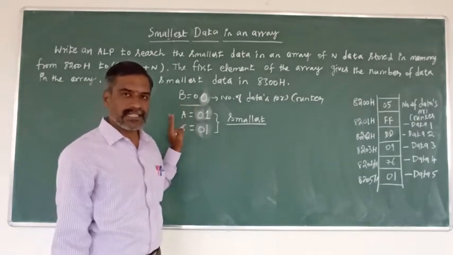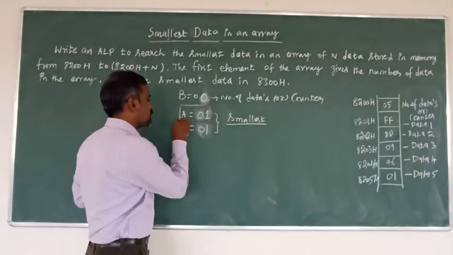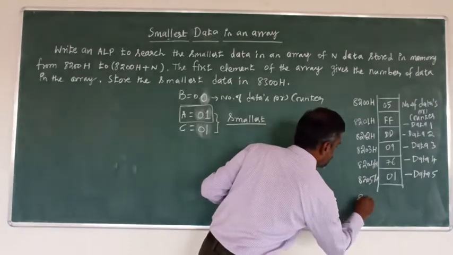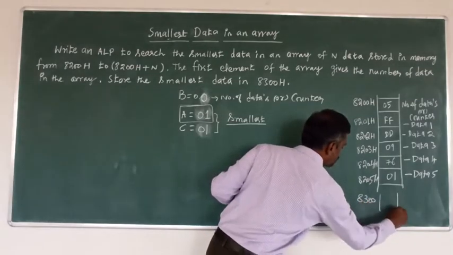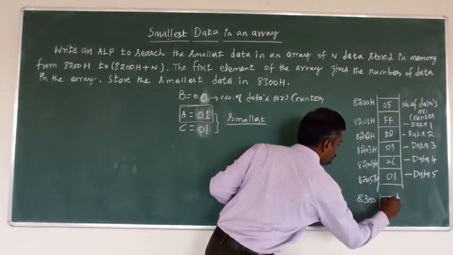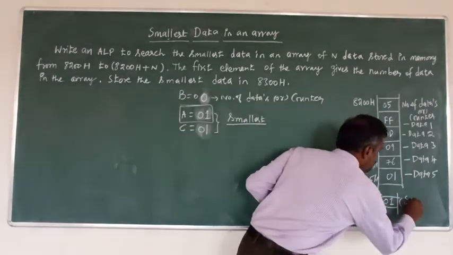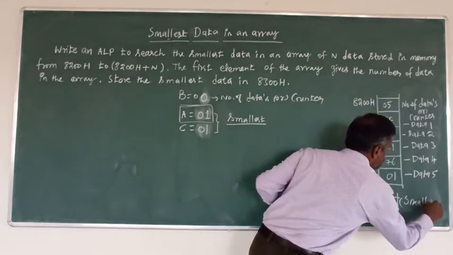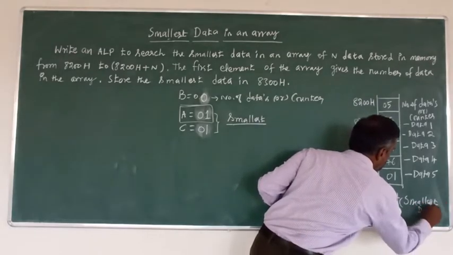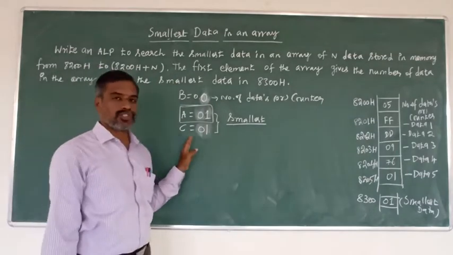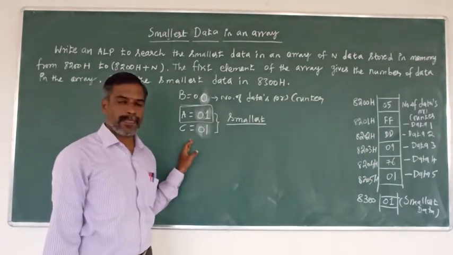The zero flag is set, so whatever data is in the accumulator, that result is stored at 8300H. Now at address 8301, the data is 01. This is the smallest data. This is the smallest data in an array. This is the logic.